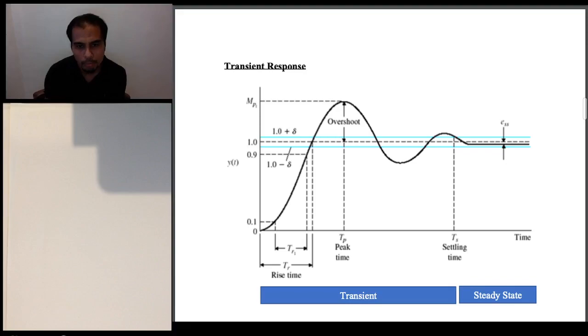The output response we can divide into two sections. The first section is the transient. The second section is the steady state response. The steady state response is where the system has stabilized after some time, which we call the settling time. So the first part is the transient response, the second part is the steady state response. In the transient response, we can actually determine certain parameters of the system to produce that desired response.